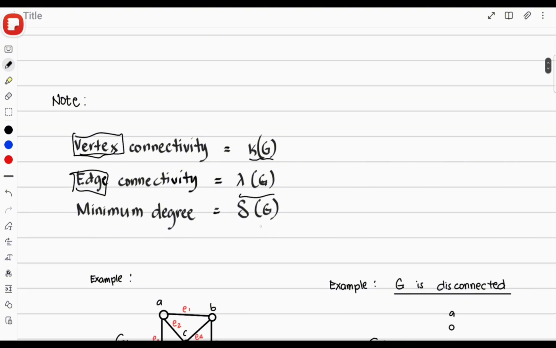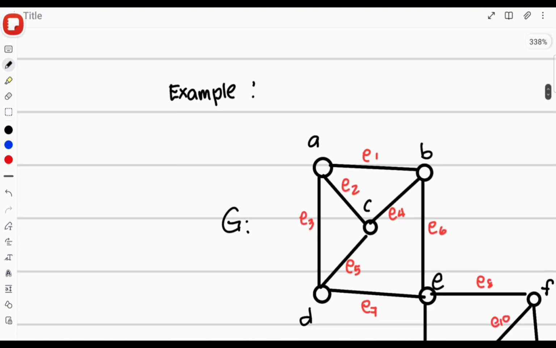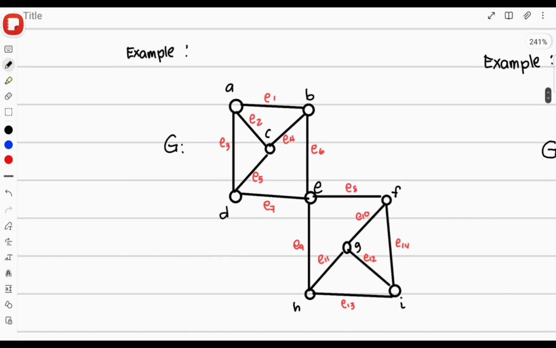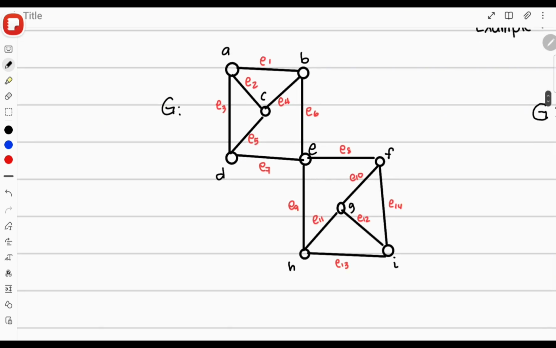And lastly, we have delta of G, which is the minimum degree, or the smallest degree among all vertices in a graph G. Okay, let's have this one as our first example. We have G here with vertices from A to I. And now let's identify the value of kappa of G, lambda of G, and delta of G.